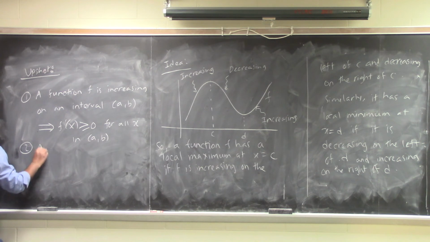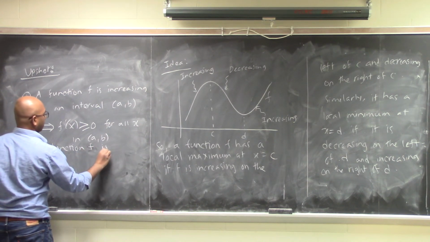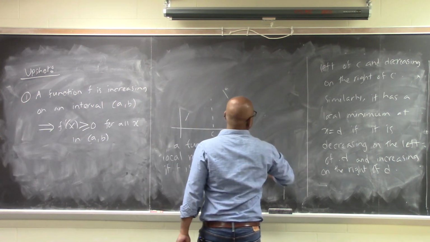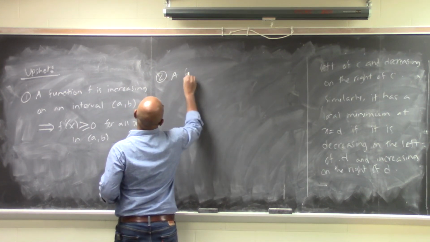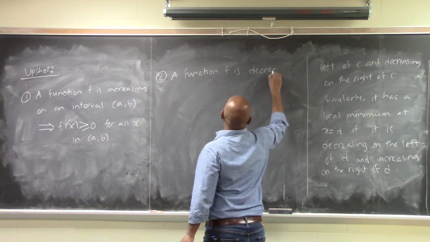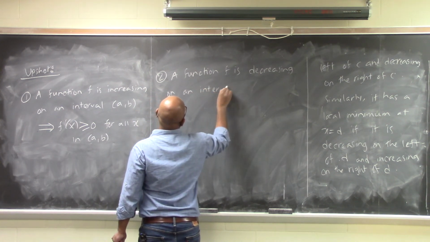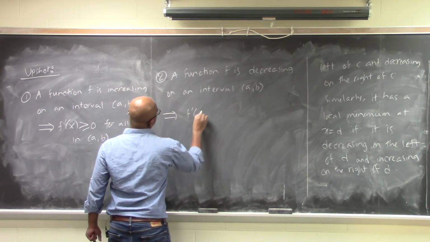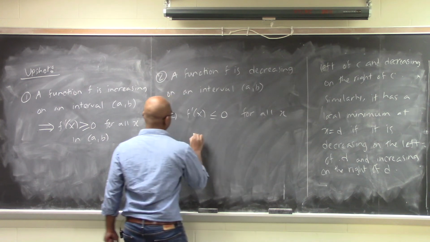Similarly, a function f, let me just write it on that side. f is decreasing on an interval a to b, if that happens, then f prime of x is less or equal to 0 for all x in (a, b).